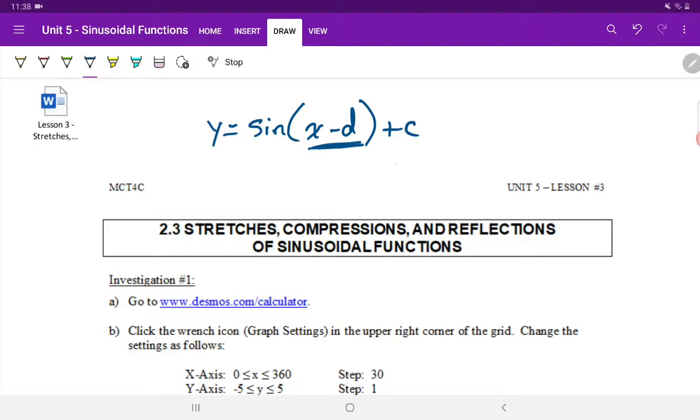All right. And then we also looked at this variable here, our c value, and found that it actually moved our curve up or down, depending on the value that's there. So if it was plus 5, it would go up 5, minus 5, our curve would go down 5. And that was true for the cos function as well. And just to recap what our table of values is for the sine function is the following.